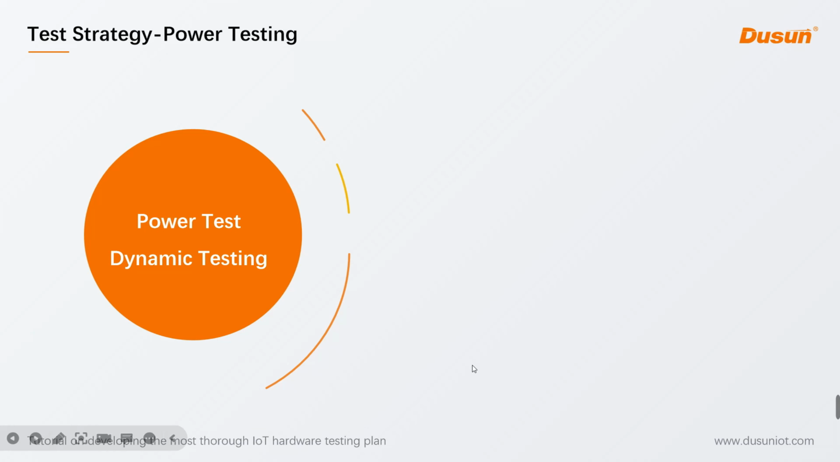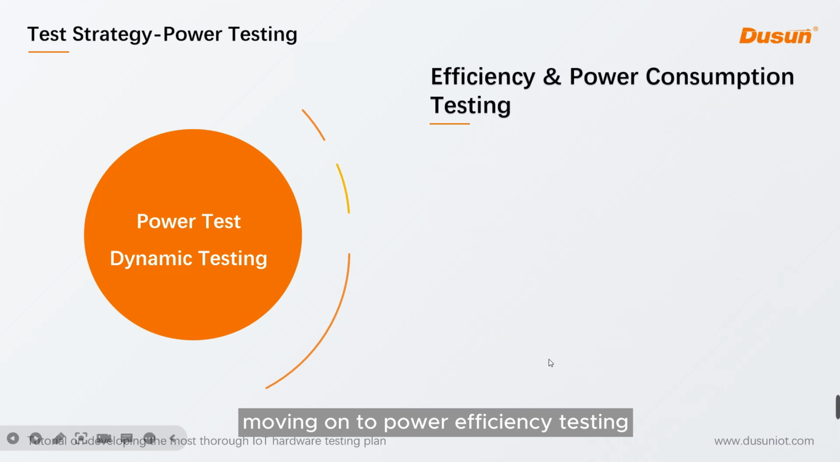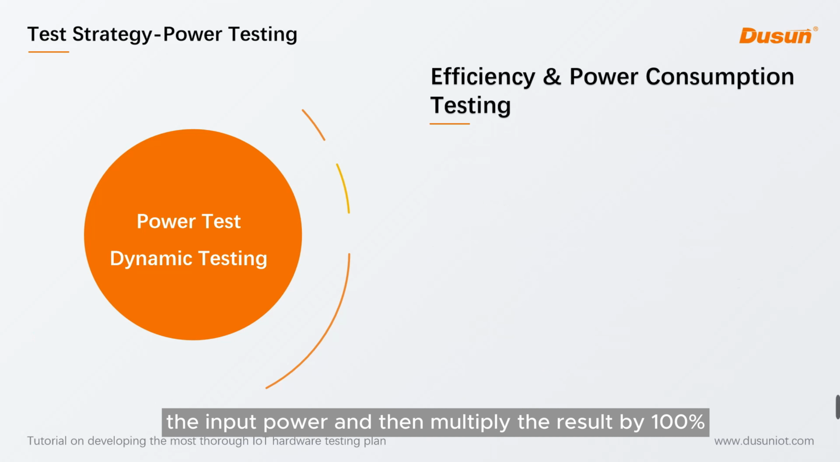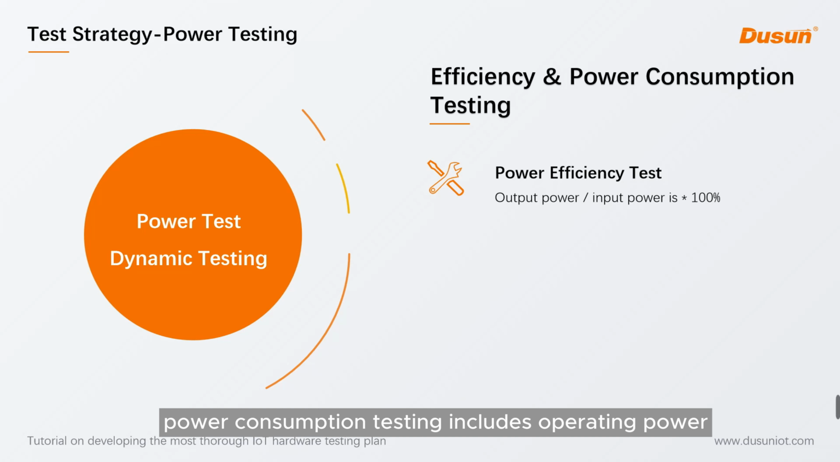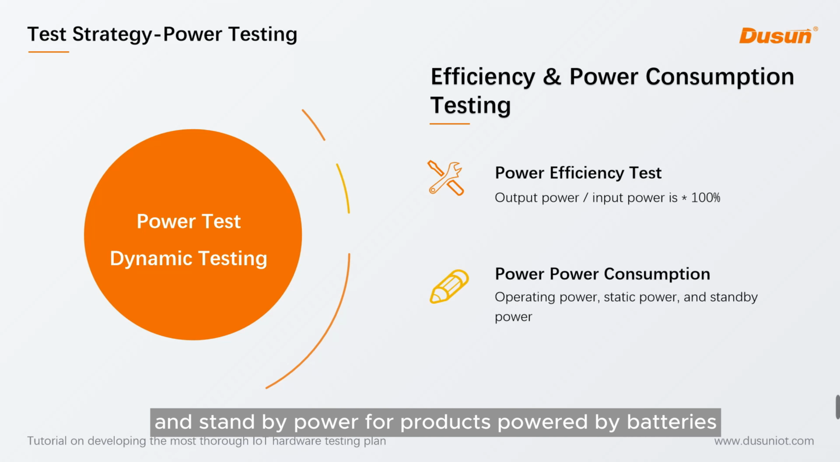Moving on to power efficiency testing. We calculate the output power divided by the input power and then multiply the result by 100%. Power consumption testing includes operating power, static power, and standby power for products powered by batteries. When testing static power current consumption, we need to pay attention to electrical characteristics.